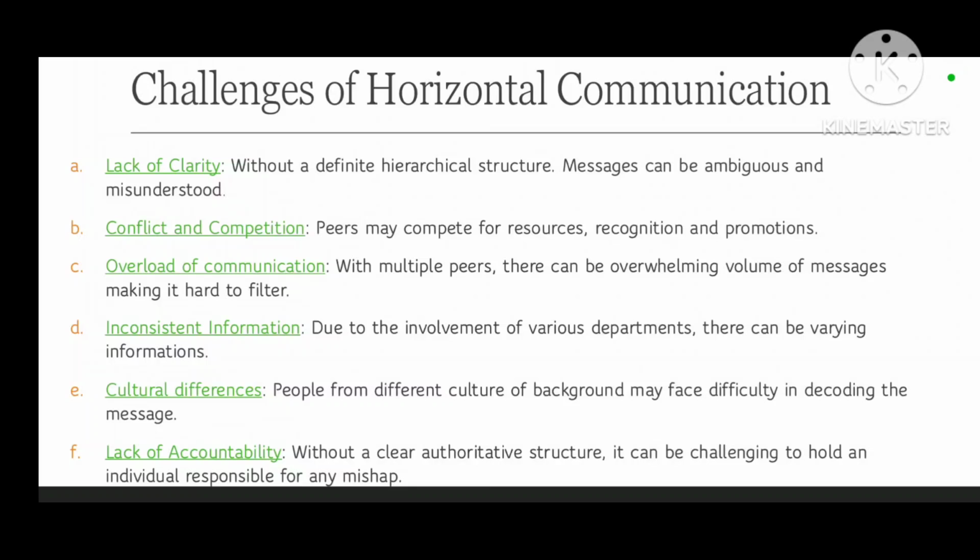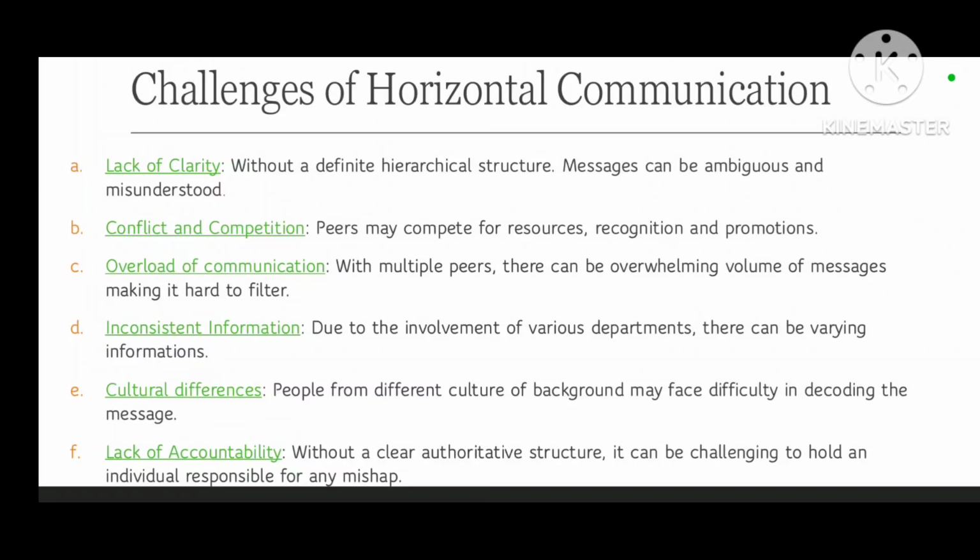Right, point D, fourth point, inconsistent information. Due to the involvement of various departments, there can be varying information. Okay, this point resembles the above point, because there are various other people, various other departments involved. So again, the authenticity is being questioned, right?